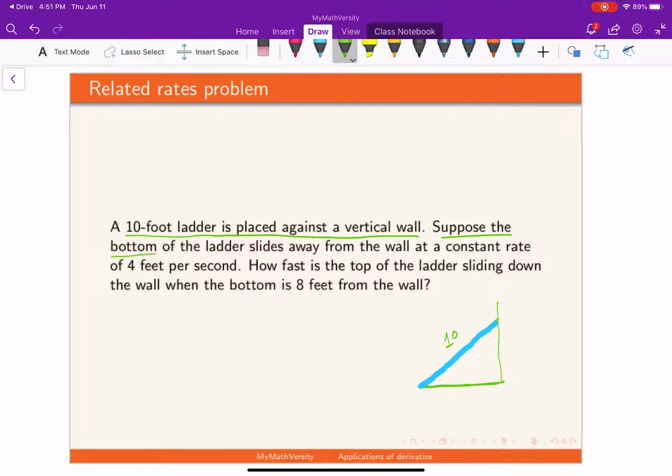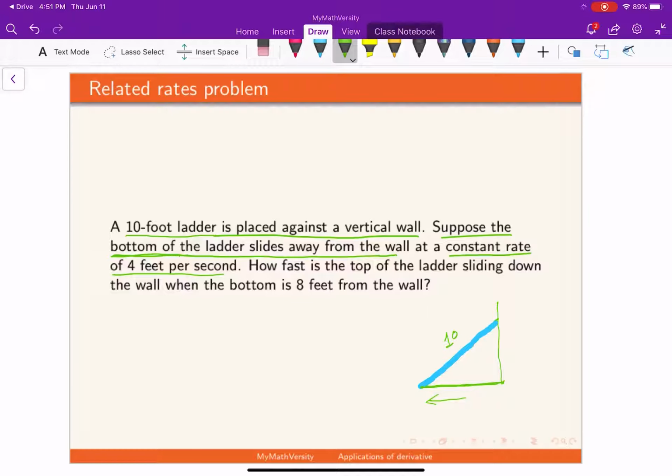Suppose the bottom of the ladder, which is here, slides away from the wall. Let's say somebody is pulling the bottom of the ladder, and then it's moving away from the wall, and that's the case. But what is given over here? Suppose the bottom of the ladder slides away from the wall at a constant rate. Okay, nice. But at a constant rate of 4 feet per second.